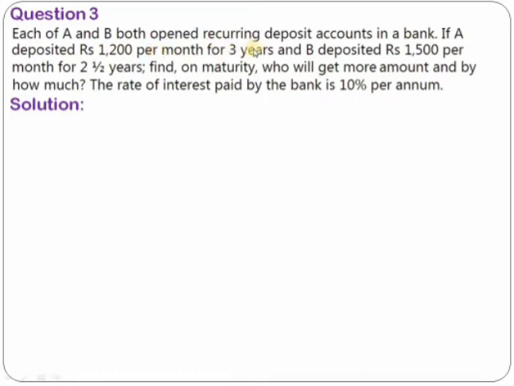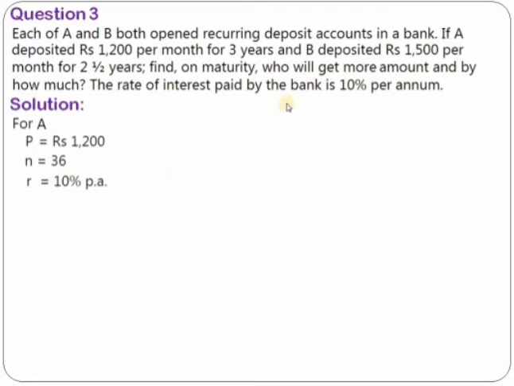Basically, let's see what are the things that are given for A. For A, the monthly installment is given to be 1200. That is, the monthly installment is P, isn't it? So for A, P is 1200, and the number of years is given. That means time is given in terms of years, but we have to write time in terms of months, isn't it? So 3 years is equal to how many months? It will be 36 months. How did you get that? You multiply 3 by 12, you will get 36. So N is 36 in this case.